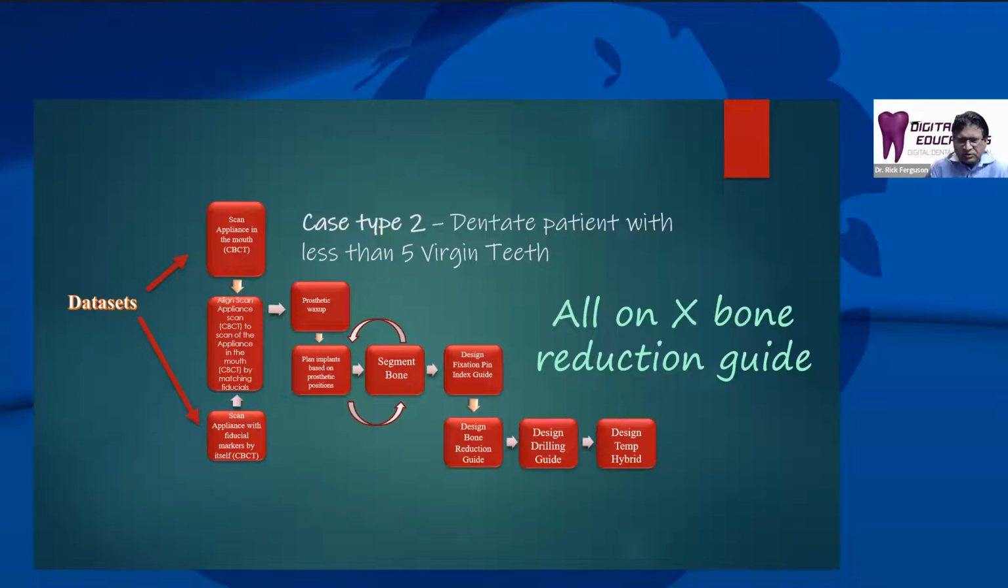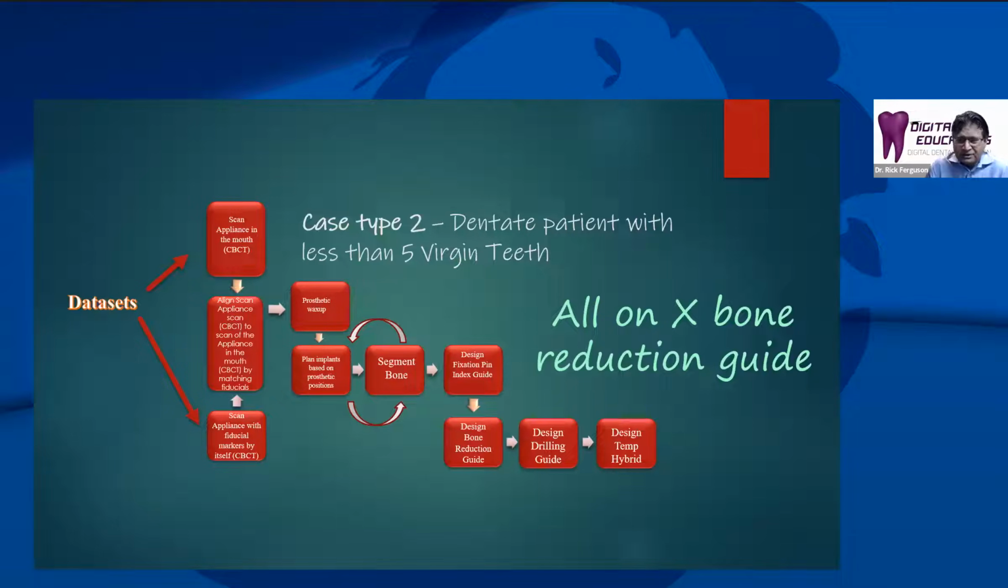So case type 2 is where you're using a scan appliance, and then the rest of the workflow is pretty much the same. And again, for all-on-X type bone reduction cases, we're doing a bone segmentation. And that's something that I understand that Blue Sky is working on right now. Hopefully in the next release, we will have the ability for the software to do an automated bone segmentation. We're really looking forward to that, because right now we're typically sending out for the bone segmentations because it is time consuming. And again, it's something I don't enjoy doing.